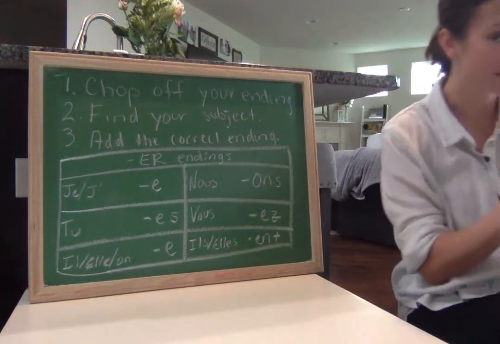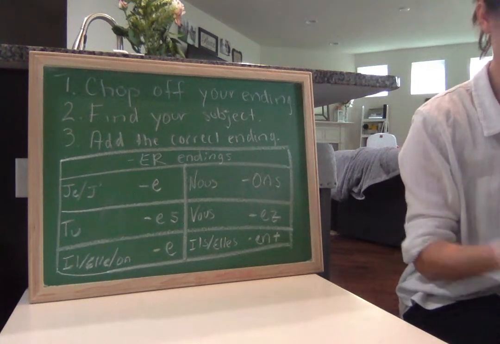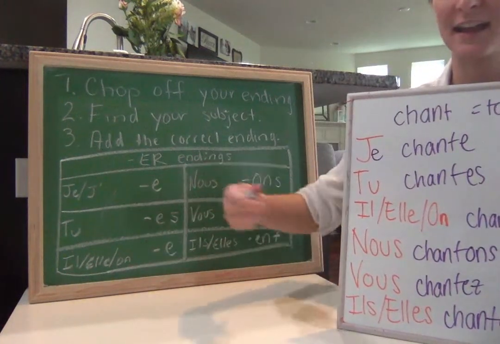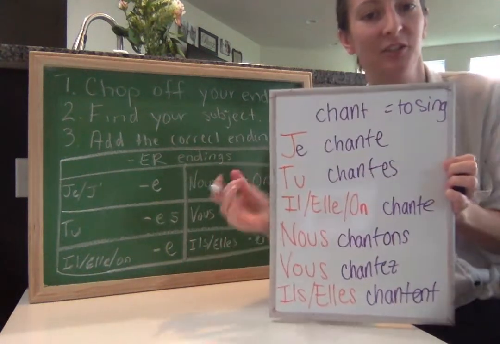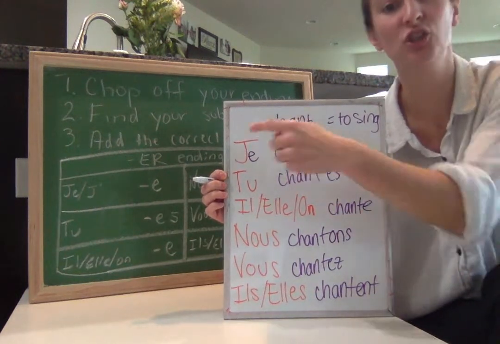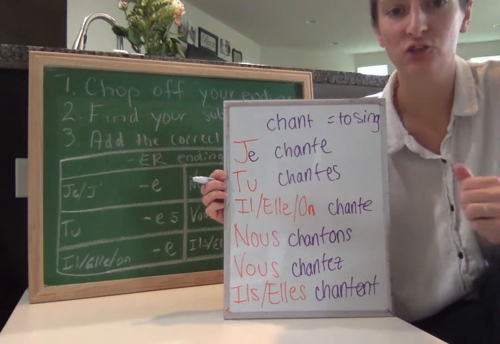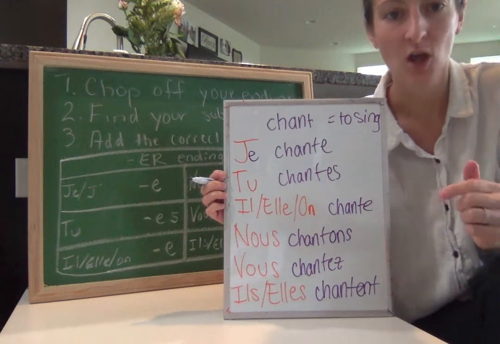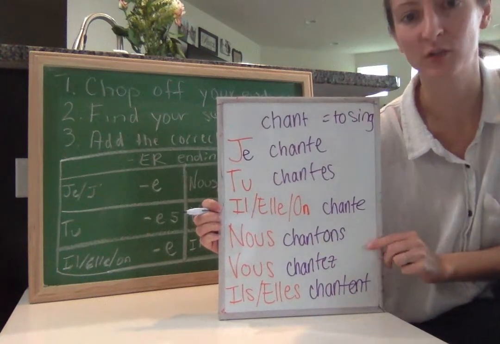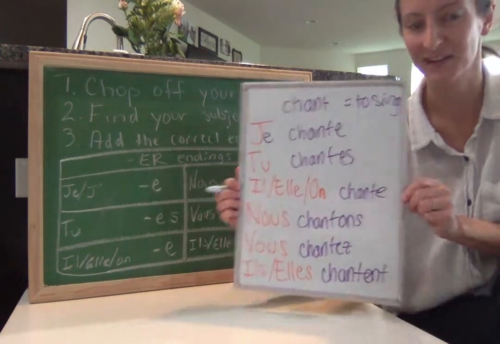We'll go over it together. All right, so anytime you have a subject, you will find the ending on your chart, add it to your stem, and there you have your correct form. All right, once again, let's go over the pronunciation, okay? Répétez. Je chante. Tu chantes. Il chante. Elle chante. On chante. Nous chantons. Vous chantez. Il chante. Elle chante. All right, good work.